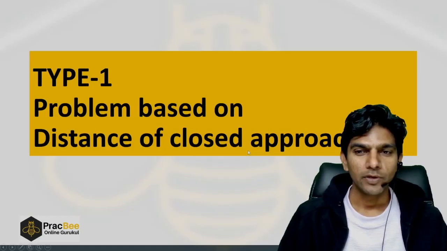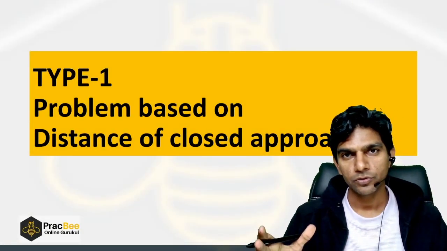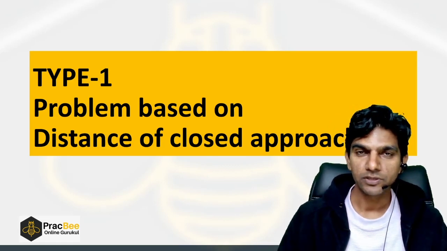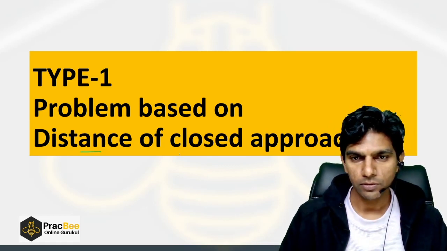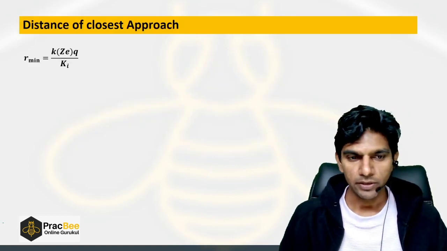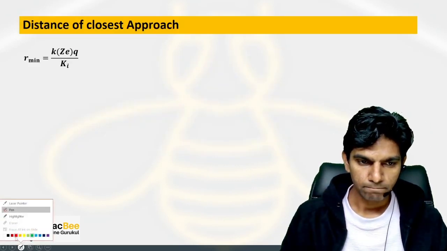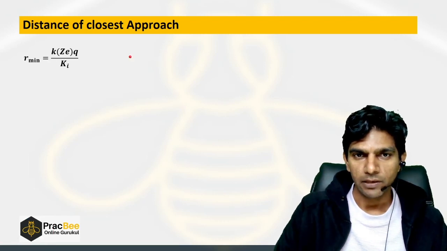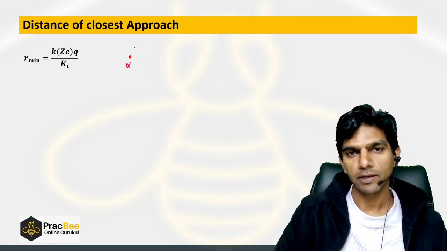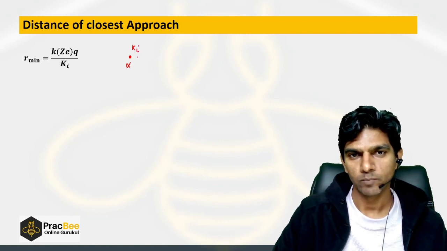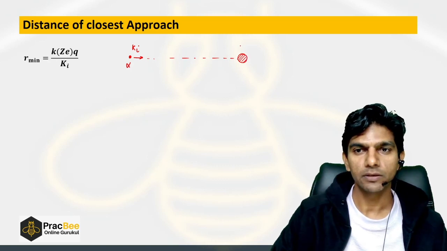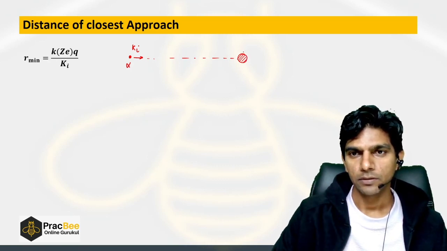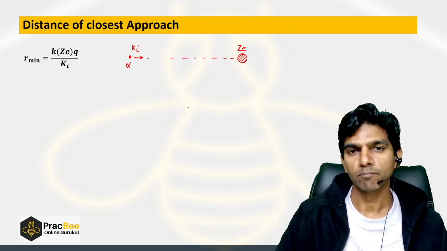As I mentioned in the beginning, I have divided this one shot into 5 problem types. Now let us see the first type of problem, which is based on the distance of closest approach. Suppose we have an alpha particle with some initial energy Ki, moving towards a nucleus. This nucleus has atomic number Z, so the charge on the nucleus will be Ze.